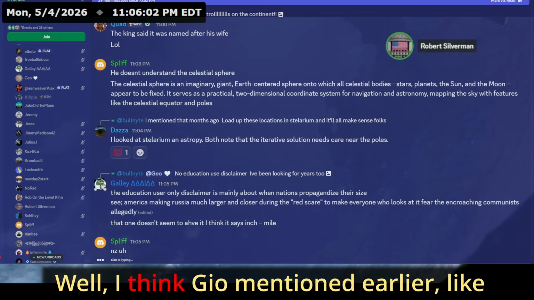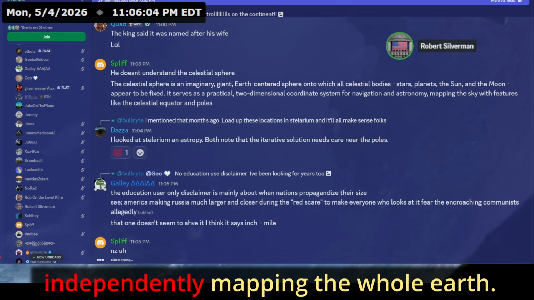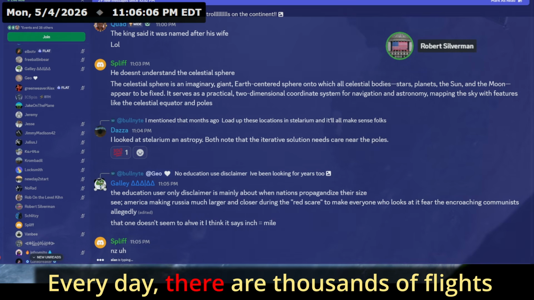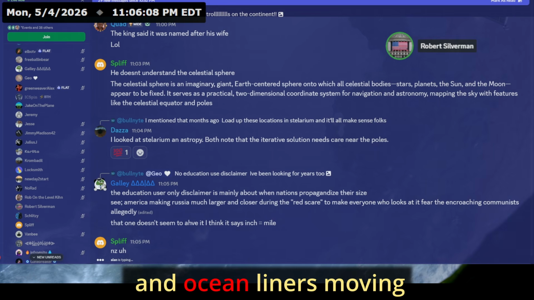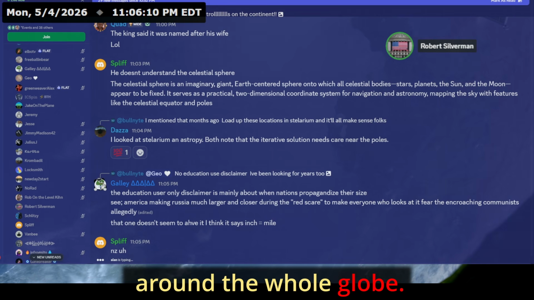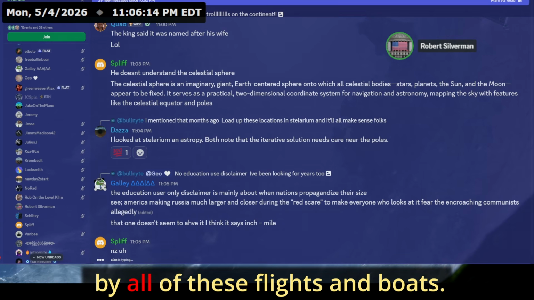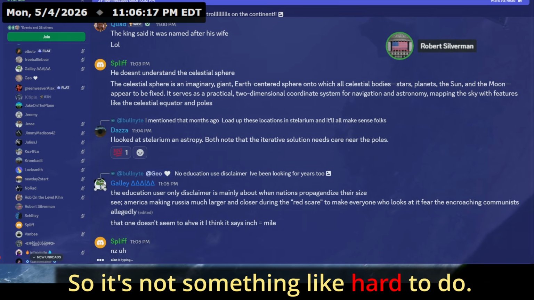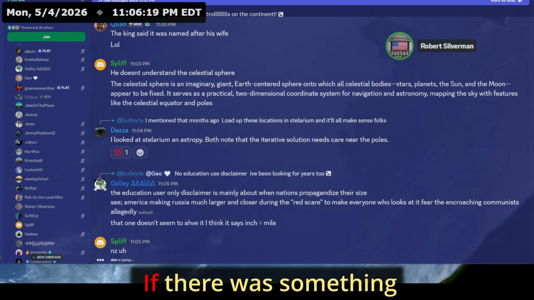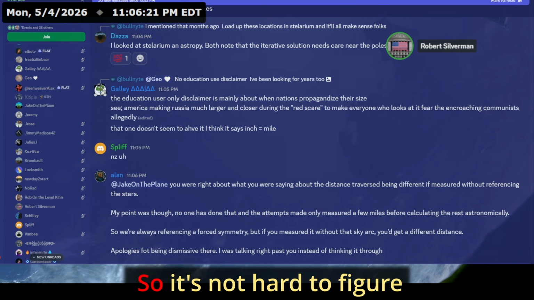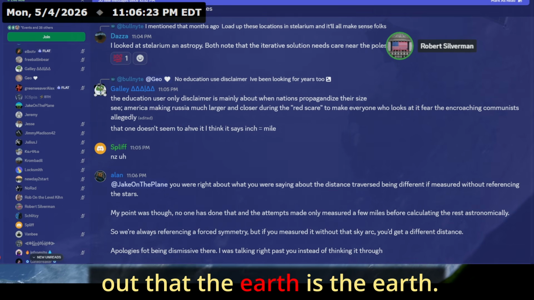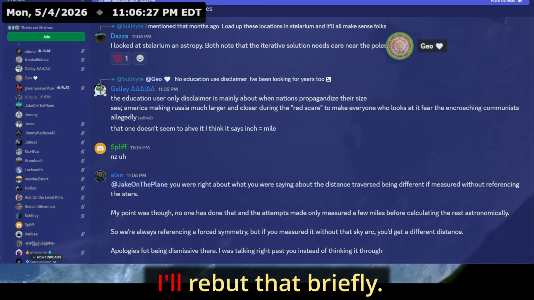Well, I think Gio mentioned earlier, independently mapping the whole Earth. Every day, there are thousands of flights and ocean liners moving around the whole globe. It's happening every day. Every day the Earth is verified by all of these flights and boats. So it's not something hard to do. If there was something wrong, they would figure it out. So it's not hard to figure out that the Earth is the Earth. That's all.